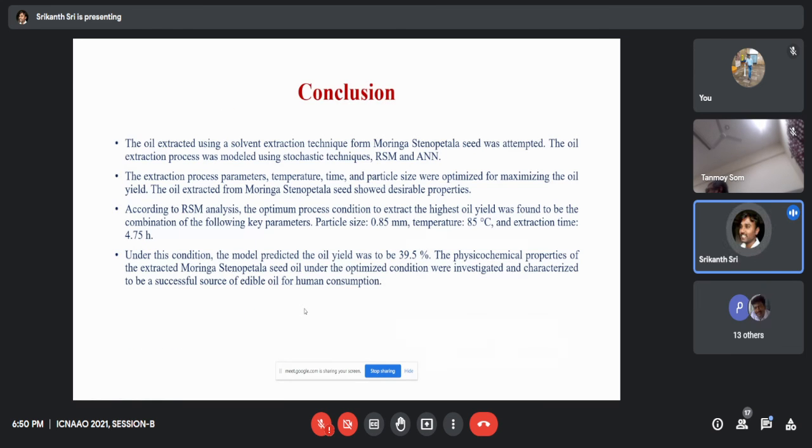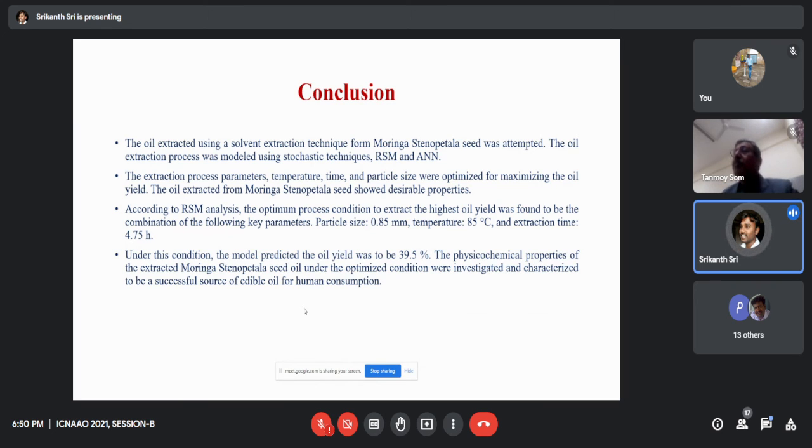And coming to the conclusion, oil extraction using a solvent extraction technique from Moringa stenopetala seeds was attempted. The oil extraction process was modeled using stochastic techniques, RSM and ANN. The extraction process parameters, temperature, time, and particle size, were optimized for maximizing the oil yield. And the oil extracted from the Moringa stenopetala seed showed desirable properties.